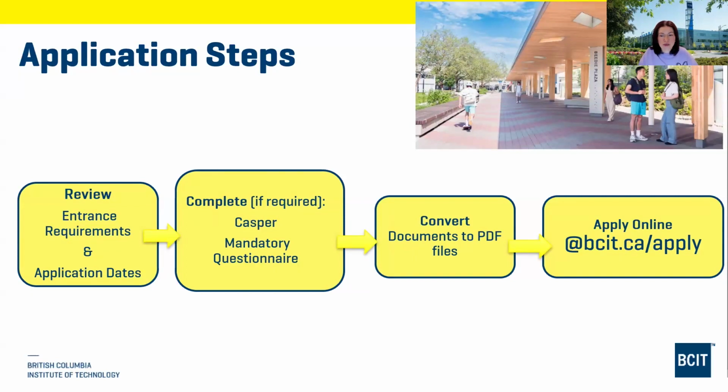Regarding the application process, you will firstly review all of the entrance requirements and the application processing dates. You will then upgrade if necessary. BCIT does offer upgrading courses in many subjects, and we in program advising can definitely assist you with this. Ensure that when you apply online that you have all of your required documents, such as transcripts, ready to scan and upload as PDF files.